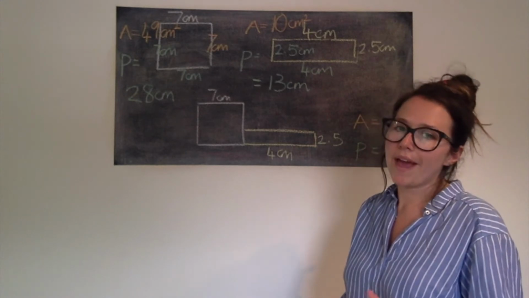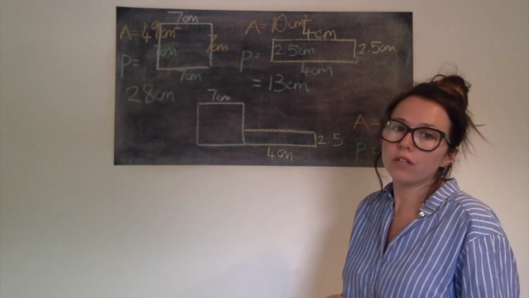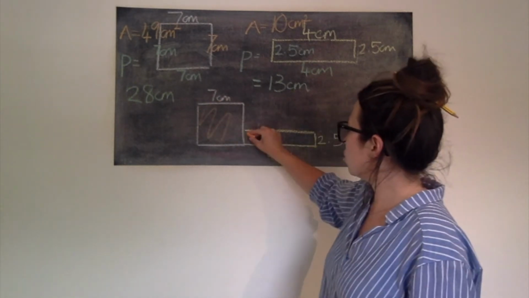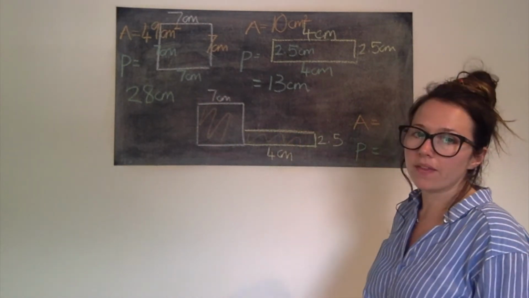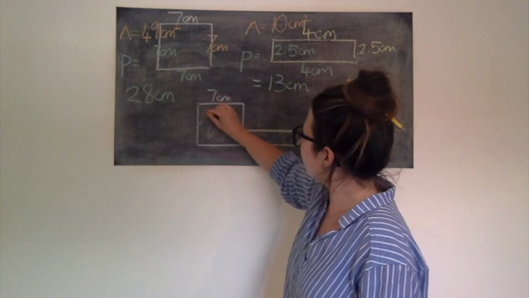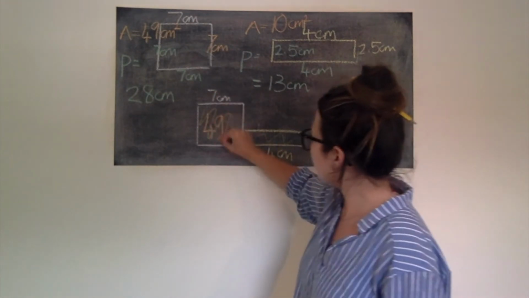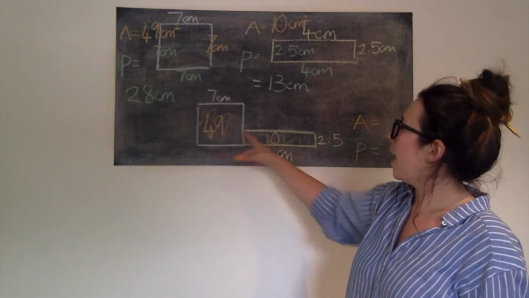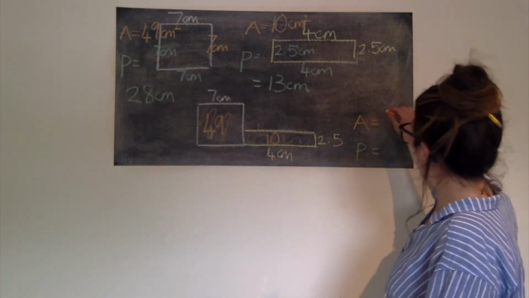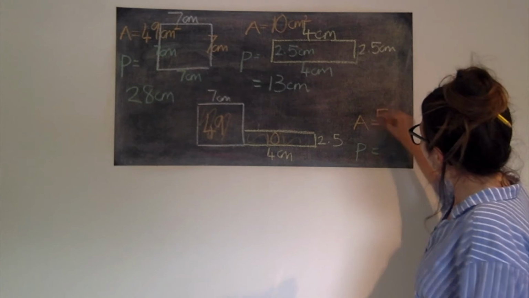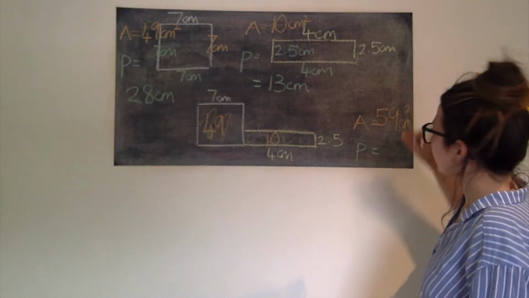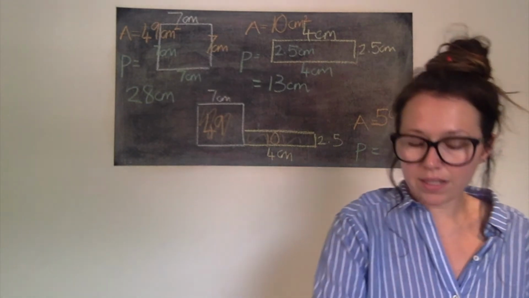Let's start off with the area because that's the easiest. Hopefully you remember that because the area, the insides of these two shapes hasn't changed, we can just add them together. So the area of my square was 49 centimetres squared, and the area of my rectangle was 10 centimetres squared. So we add these together, and my new shape, the area, is 59 centimetres squared.